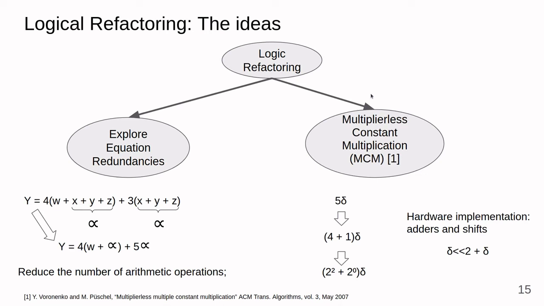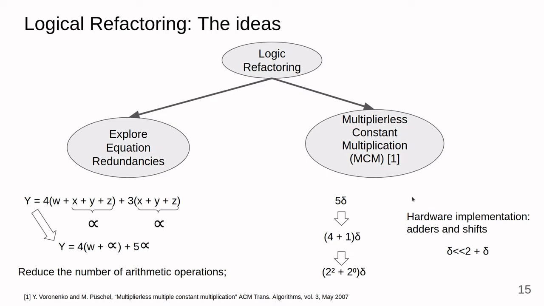The second idea is the use of multiplierless constant multiplication, whose idea is to separate the constant values into power of 2 values, allowing the substitution of multiplications by sums and shifts. For example, 5 times delta can be separated into 4 plus 1 times delta, and in hardware implementation it only uses sums and shifts.